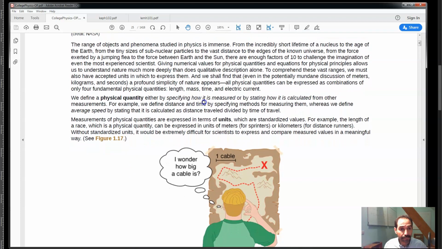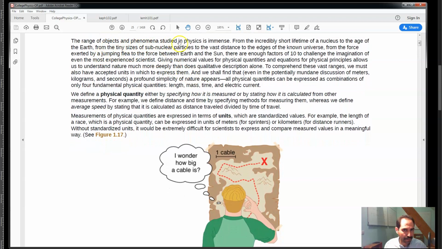And so the range of objects and phenomena studied in physics is immense, from the incredibly short lifetime of a nucleus to the age of the Earth, from the tiny sizes of subnuclear particles to the vast distance to the edges of the known universe, from the force exerted by a jumping flea to the force between Earth and Sun. There are enough factors of 10 to challenge the imagination of even the most experienced scientist.